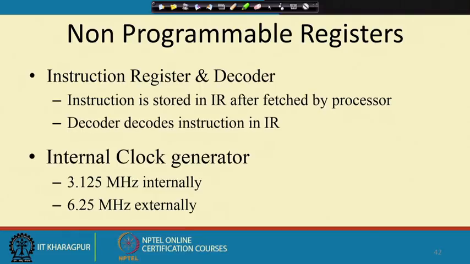Now, there is an internal clock generator circuitry. Externally, we have to connect a clock, some crystal. Externally we connect a crystal of 6.25 megahertz, and internally it is divided by 2. So it becomes 3.125 megahertz. That is the clock frequency at which this 8085 will work.